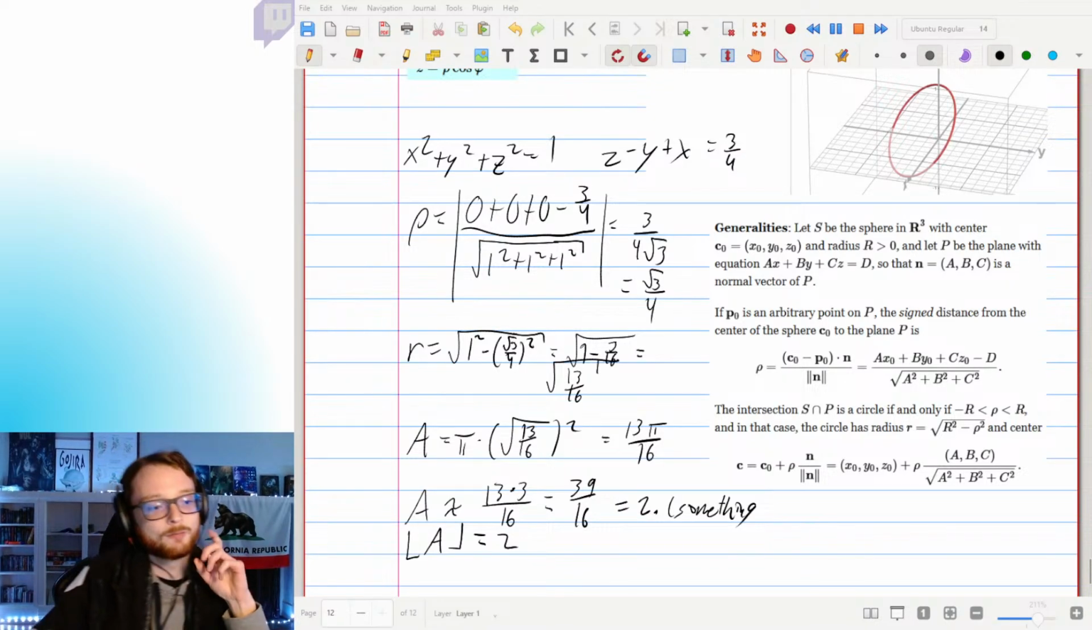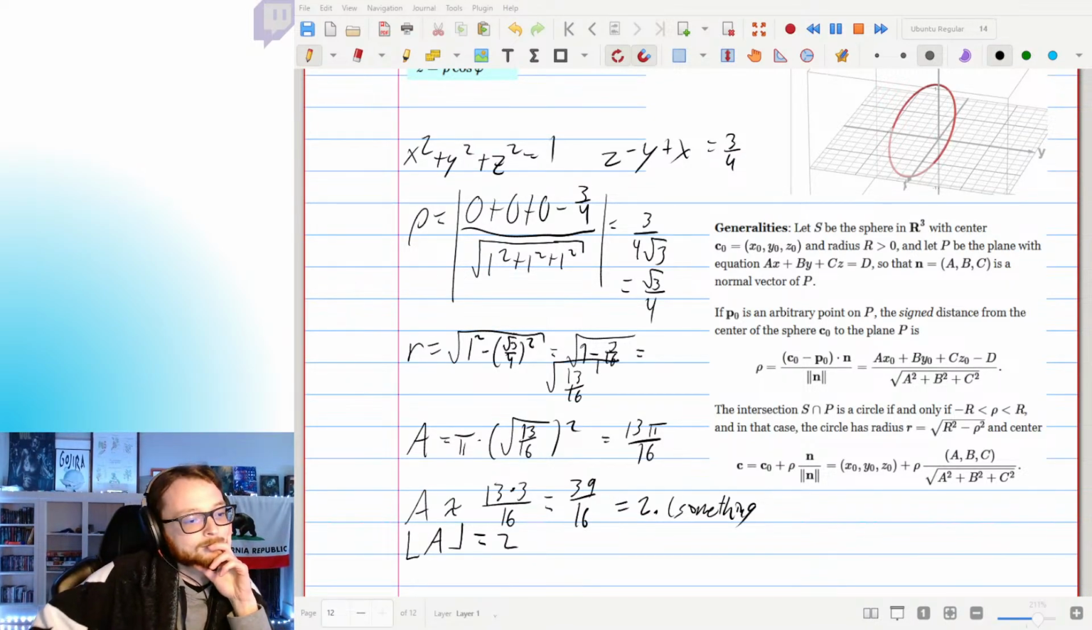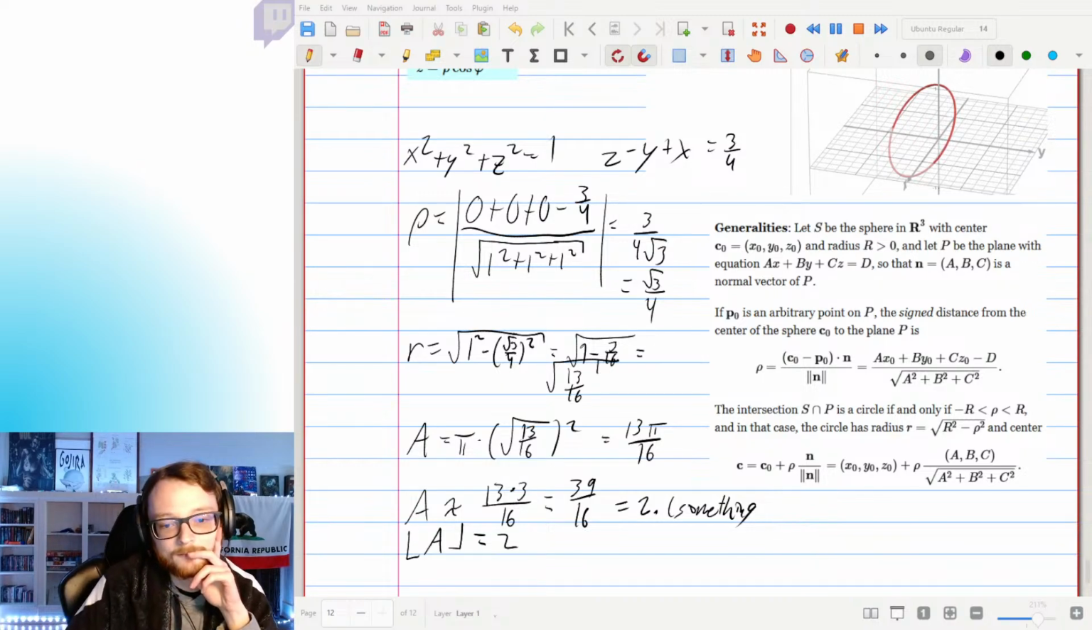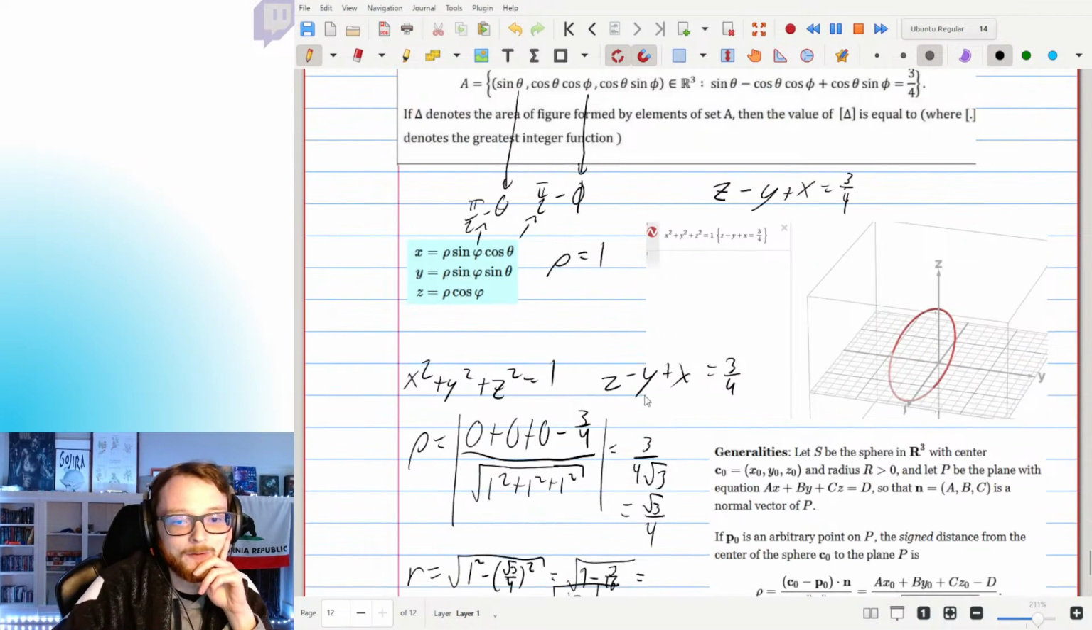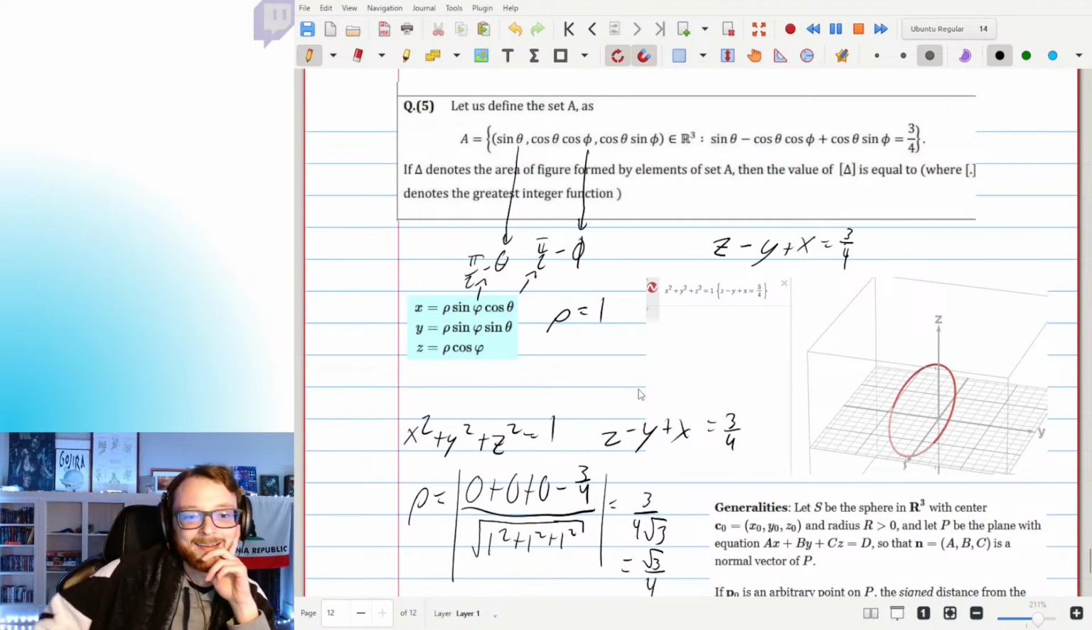It's a neat question. Actually, isn't that neat? It feels like a very long-winded way of asking you to find the area of a circle. Like a very intentionally confusing way.